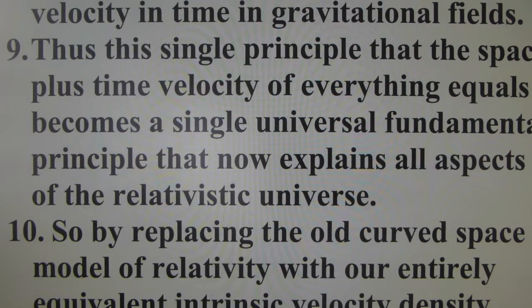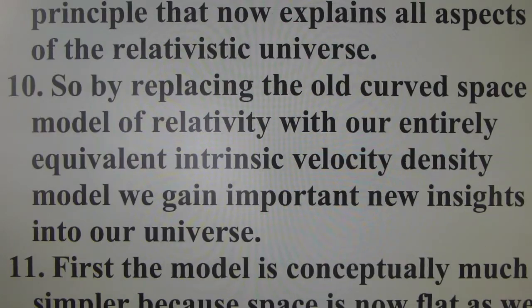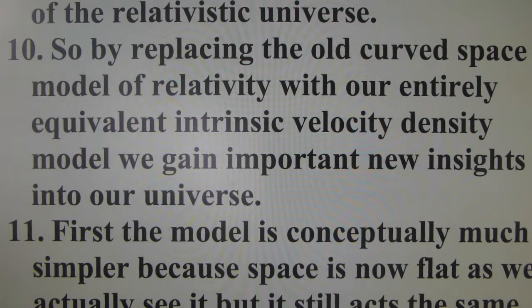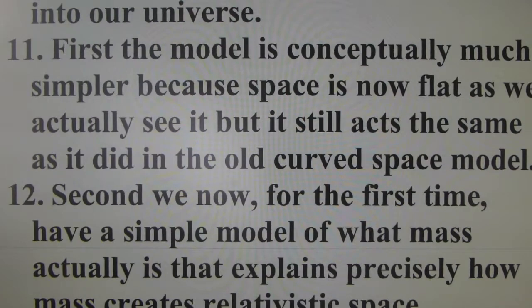Thus, this single principle that the space plus time velocity of everything equals c becomes a single, universal fundamental principle that now explains all aspects of the relativistic universe. So by replacing the old curved space model of relativity with our entirely equivalent intrinsic velocity density model, we gain important new insights into our universe. First, the model is conceptually much simpler because space is now flat as we actually see it, but it still acts the same as it did in the old curved space model.